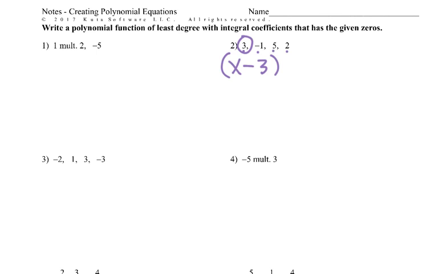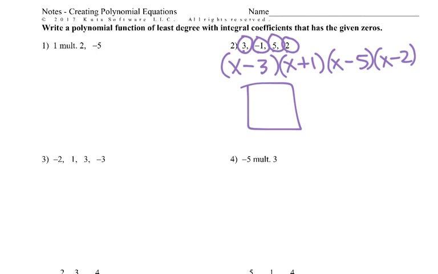So essentially what we have to do is line up all the zeros as factors. So x minus 3 would be 1. Then I've got a negative 1, so it would be x plus 1. Then I've got a 5, x minus 5. And then a 2, x minus 2. Now I'm going to multiply these all together, okay?